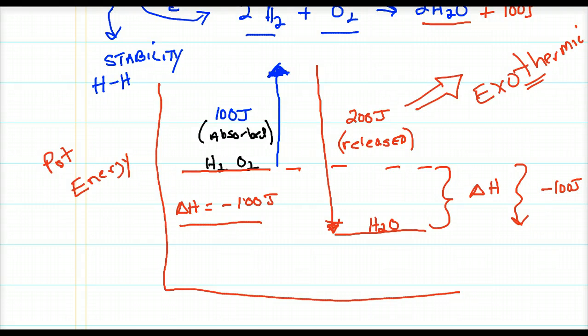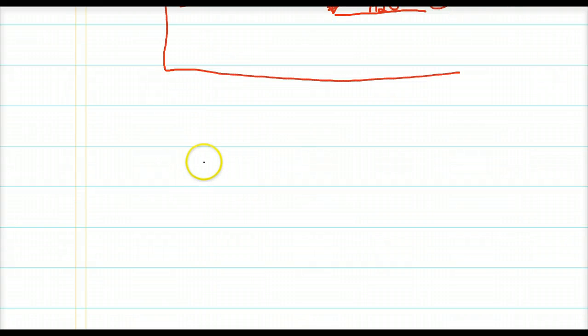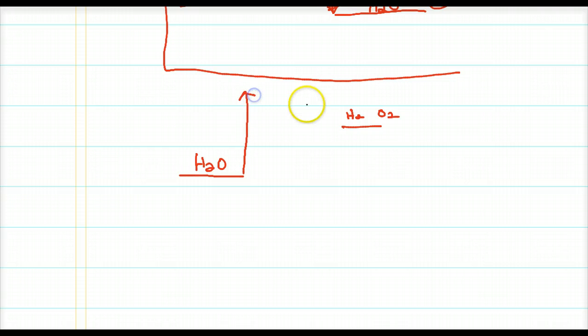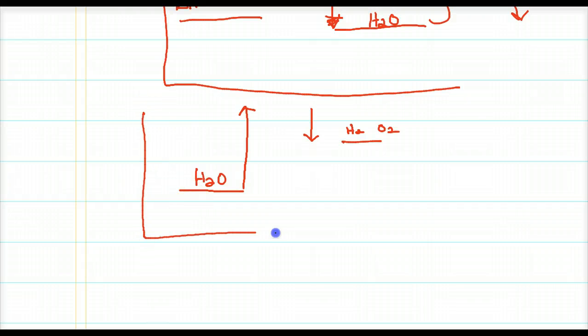All right. Now, what if I go in the opposite direction? What if I change things around? So what if I had water, which, by the way, is pretty stable compared to H2 and O2. I'm just kind of drawing this in backwards. So notice it takes this much energy to break bonds and not so much energy to reform bonds. Notice H2 and O2 are more unstable. I'm trying to compact this drawing here.